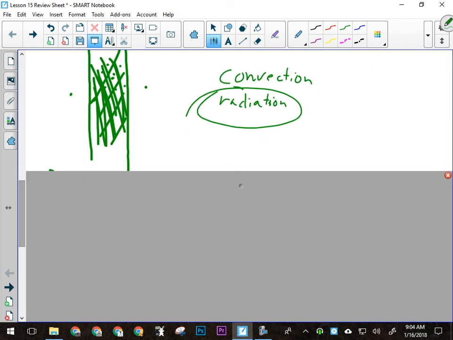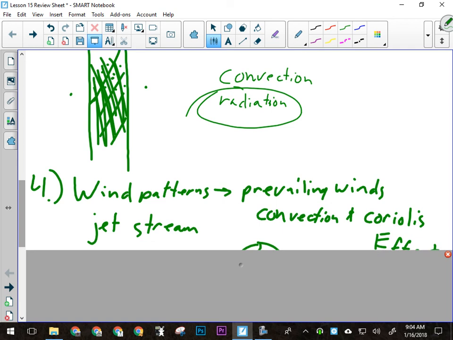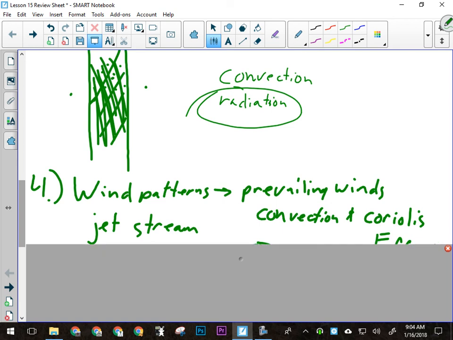Okay, wind patterns. So talking about prevailing winds. The jet stream has a bit of a role to play in there, but it's also a big part of that other thing. The jet stream is a wind pattern as well, and its position is dictated by centers of high and low pressure. Convection and the Coriolis effect are what cause the prevailing wind. So this goes to that diagram you were asking about.